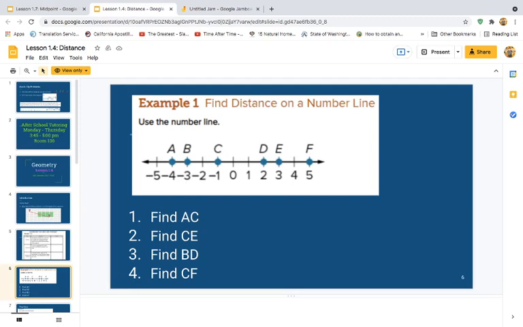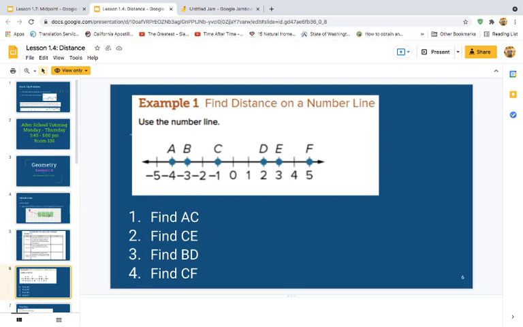There's 4 spaces between them, so that's all that's going to be. BD is going to be 1, 2, 3, 4, 5, so it's going to have a distance of 5. And then CF is going to be 1, 2, 3, 4, 5, 6, so there is a distance of 6 between C and F. Okay? And that is all there is to that.